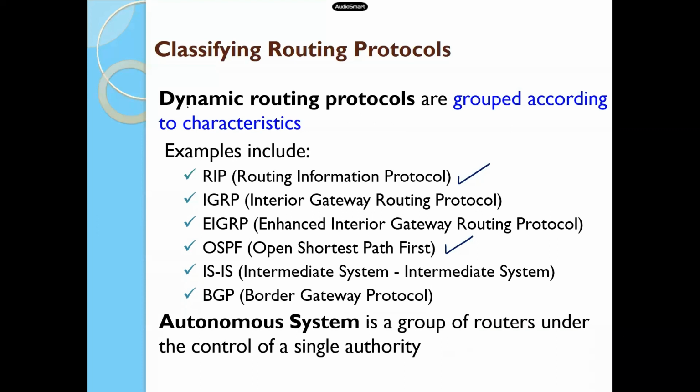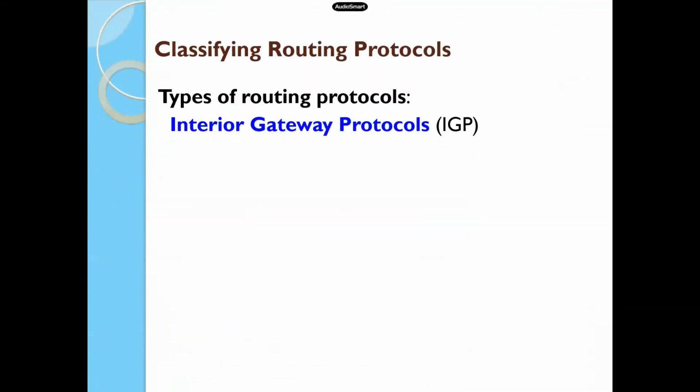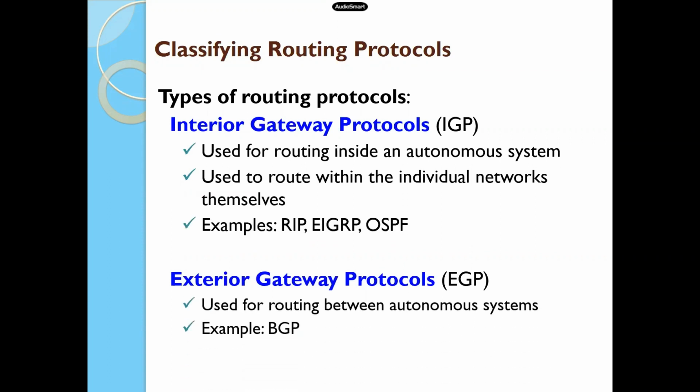Now, we have many protocols here. How to group them? For example, by the autonomous system connection. For this example here, we can have interior gateway protocols and we have exterior gateway protocols. To make things simple, everything is under the interior gateway protocol except the border gateway protocol. With the interior gateway protocol, you are within the autonomous system. So imagine that you are under a single authority, routing inside the autonomous system.